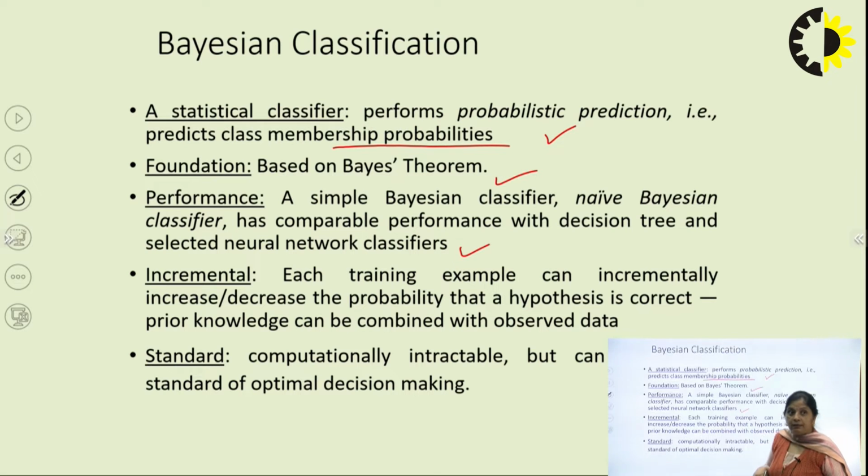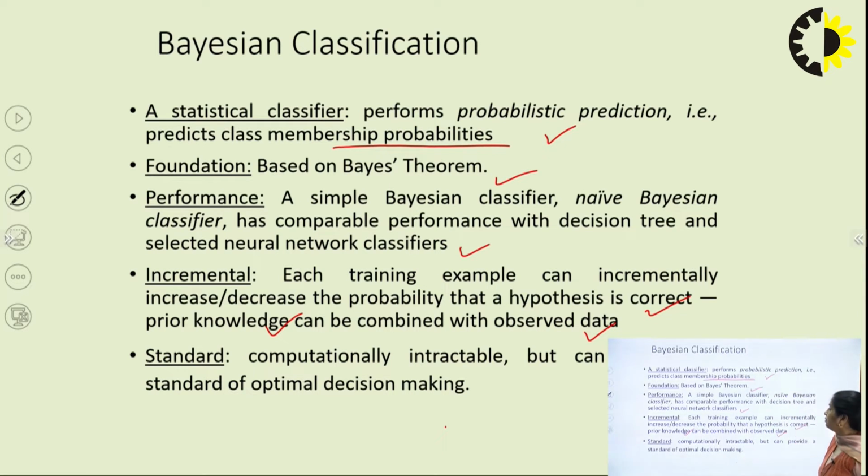It is incremental in nature. Each training example can incrementally increase or decrease the probability that a hypothesis is correct. Prior knowledge can be combined with the observed data. So when we are observing something and finding the maximum probability for the classifier, with the help of which we will do the Bayesian classification, that can be improved with the help of prior knowledge. So we can use our prior knowledge in terms of prior probability.